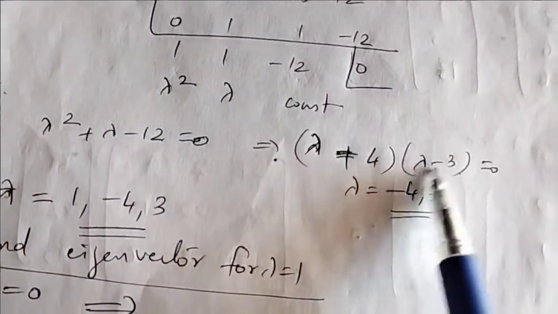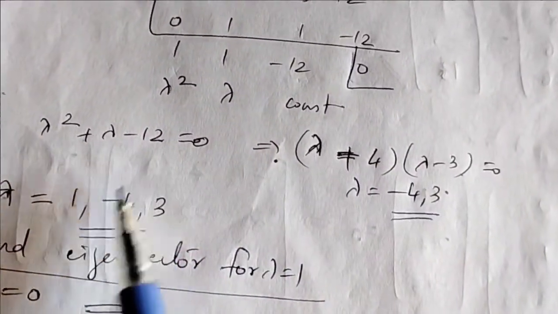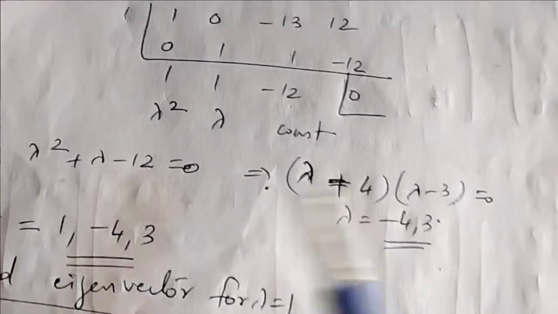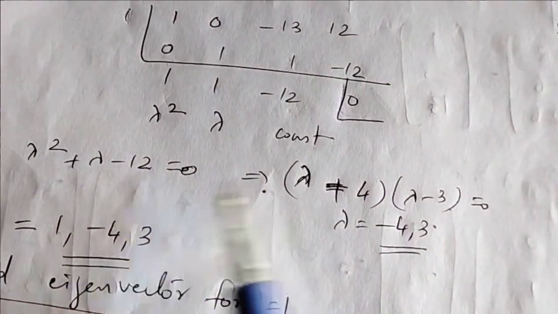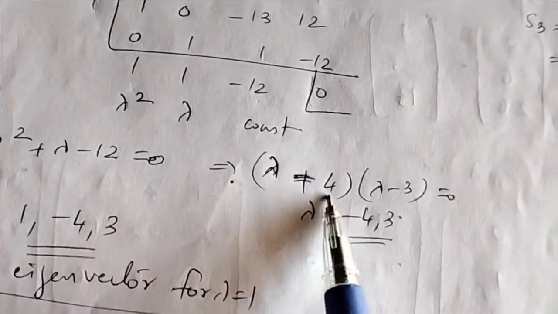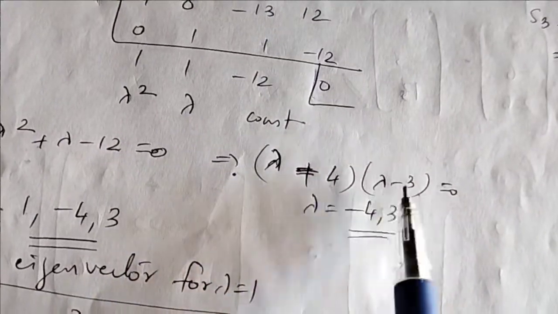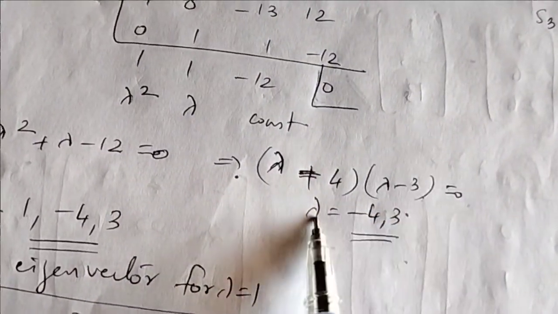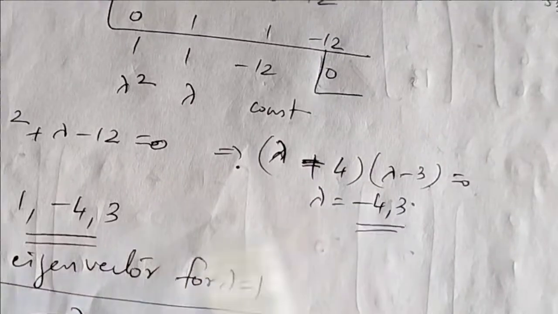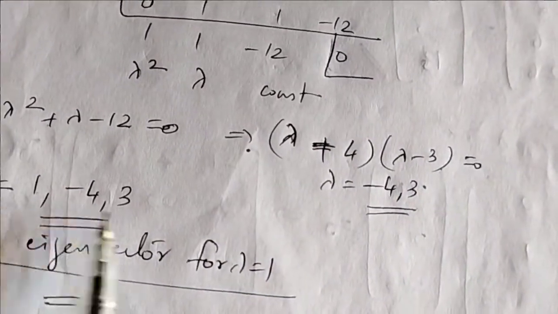And again solving this quadratic equation, you know, by factorization or using minus b plus or minus root of b square minus 4ac by 2a. So the product is minus 12, sum is plus 1. So it is plus 4 and minus 3. So lambda plus 4 into lambda minus 3 is equal to 0. Lambda is minus 4 and 3. So the values of lambda are 1, minus 4 and 3. Okay. So first we find the eigenvalues, then the next step is to find the eigenvectors.